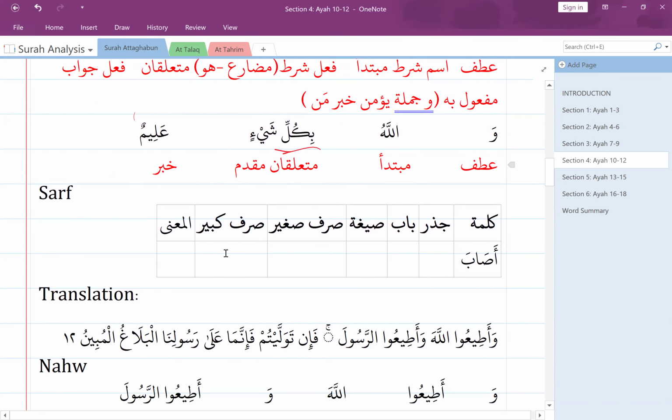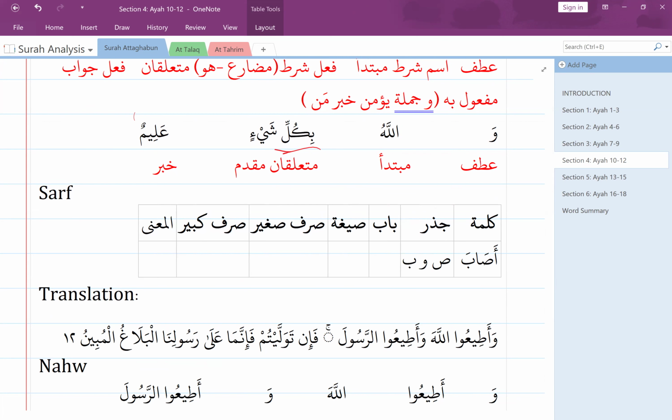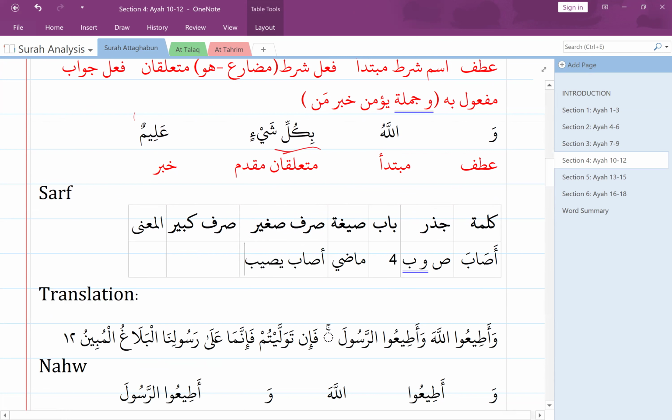Okay, so again, we only have asaba here. Sad, waw, ba is the jidr of it. So bab, it is fa'ala, and this is madi, family 4. This is madi, siga is fi'l madi. Sarf saghir is asaba, yusibu, isabatan.